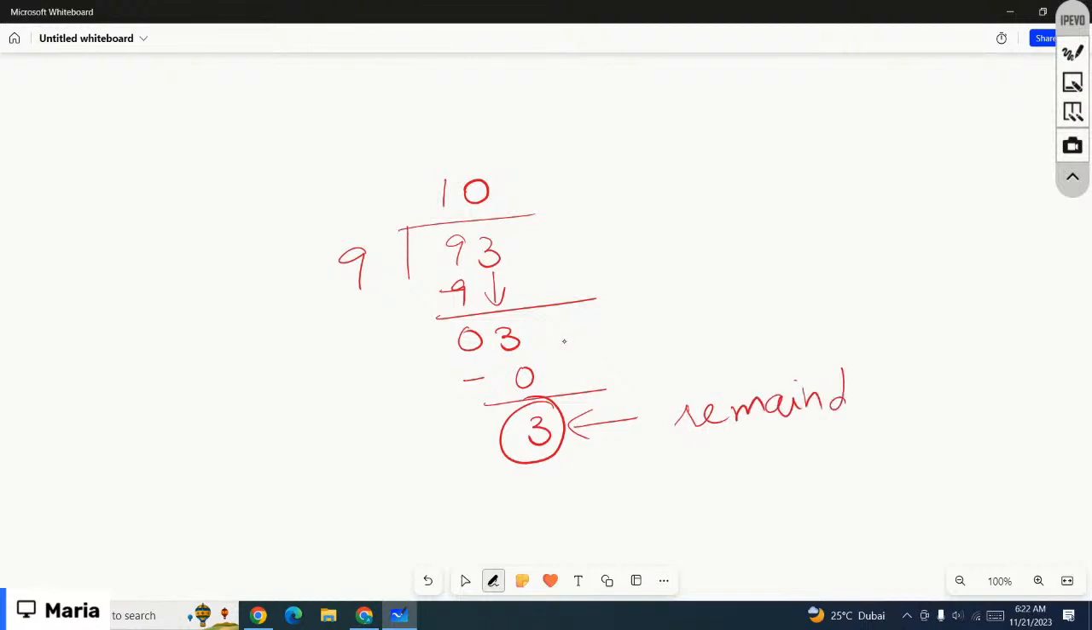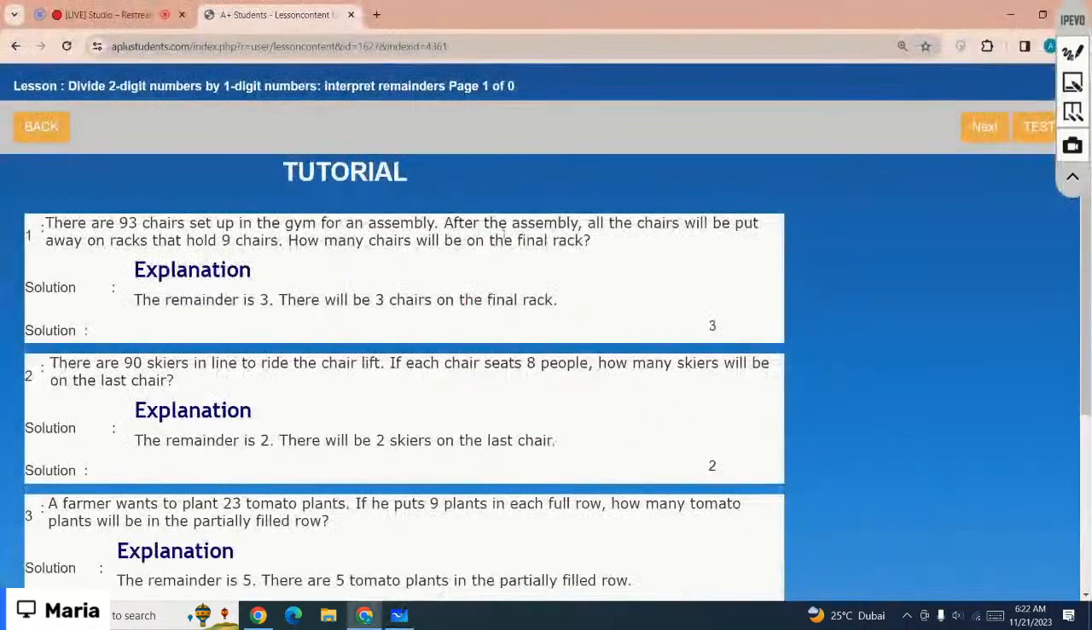You cannot divide 3 by 9 because 9 is a smaller number. That means the last rack has only 3 chairs. 10 racks have 9 chairs each, but the last rack has only 3 chairs. The correct option is 3.